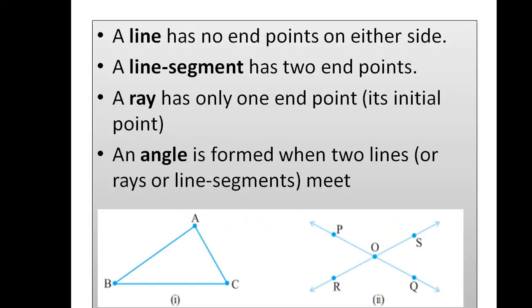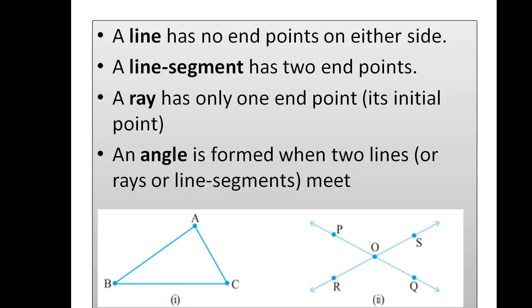So what is a line? A line has no end points on either side. Both the starting point and ending point it doesn't have. So then it is called a line. Then next comes line segment. A line segment has two end points. A line segment will have a starting point and an ending point. That's the difference between line and line segment.